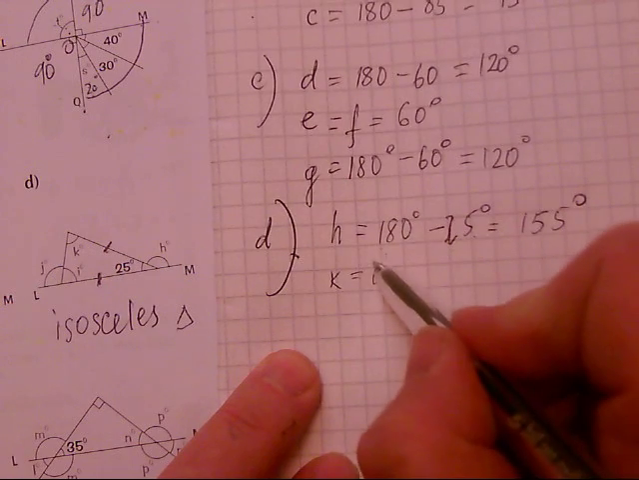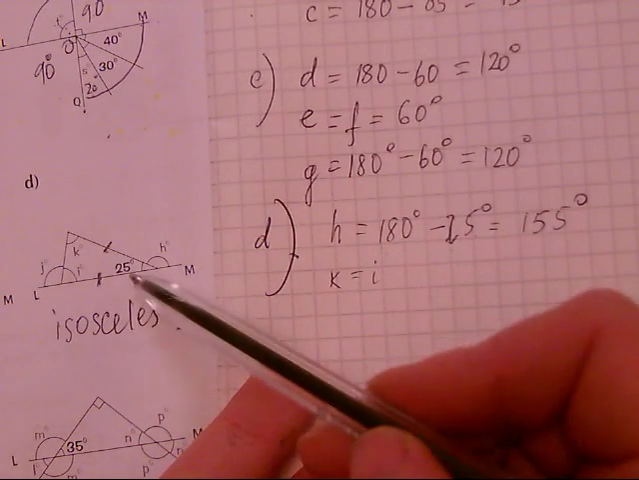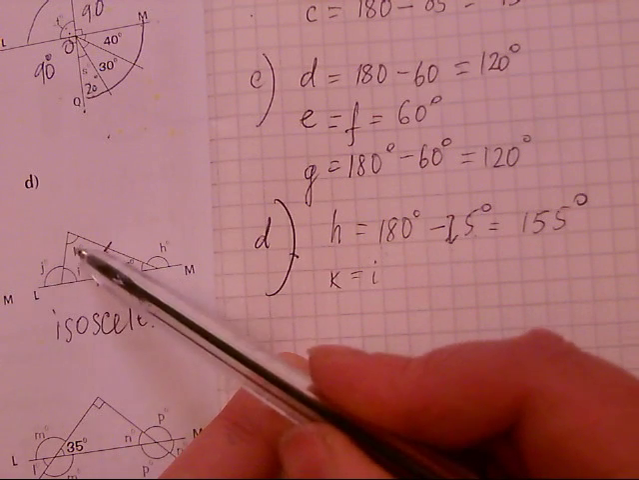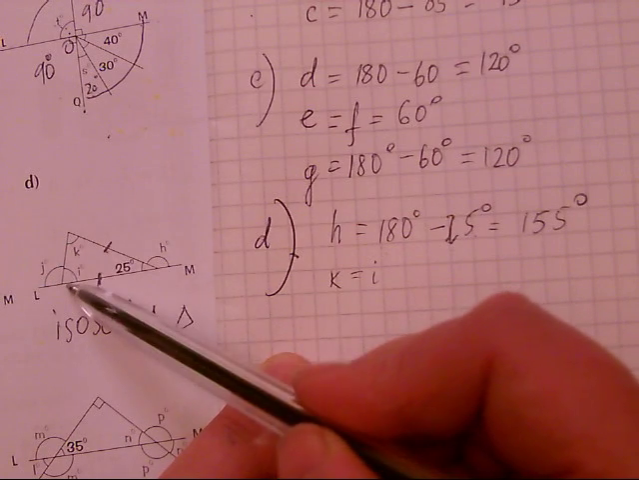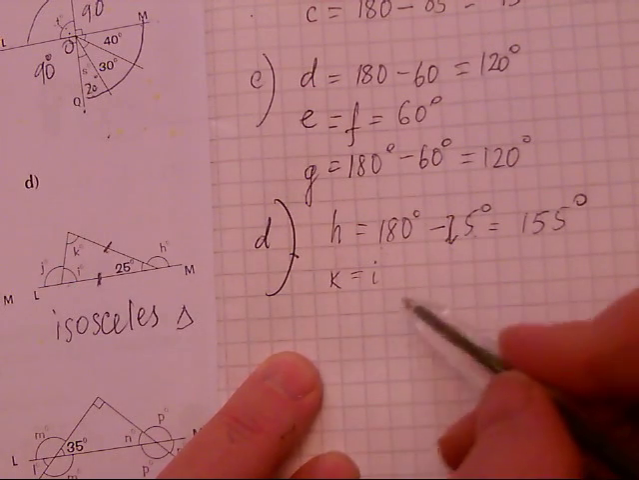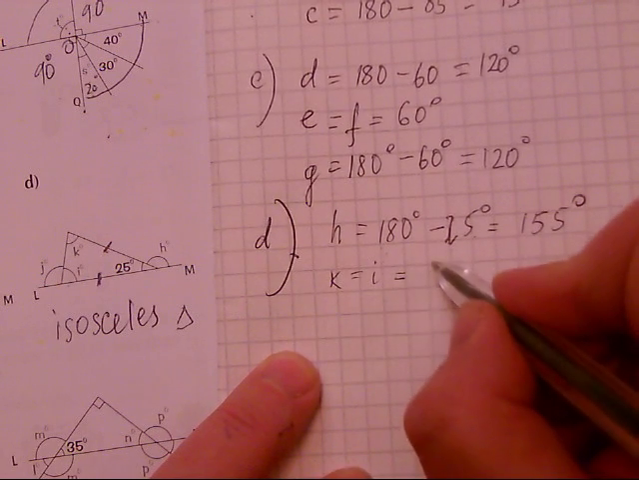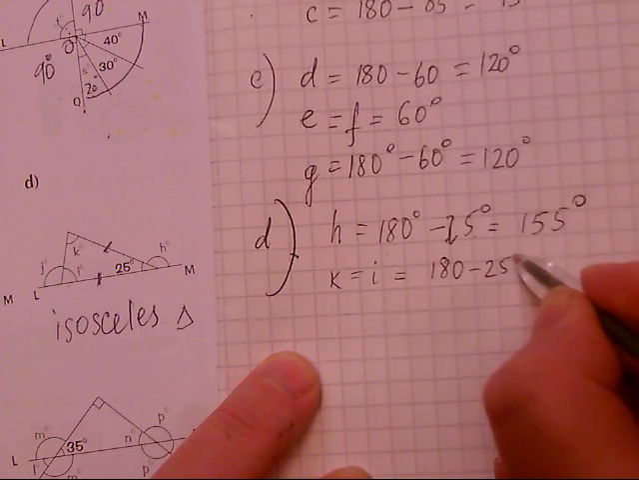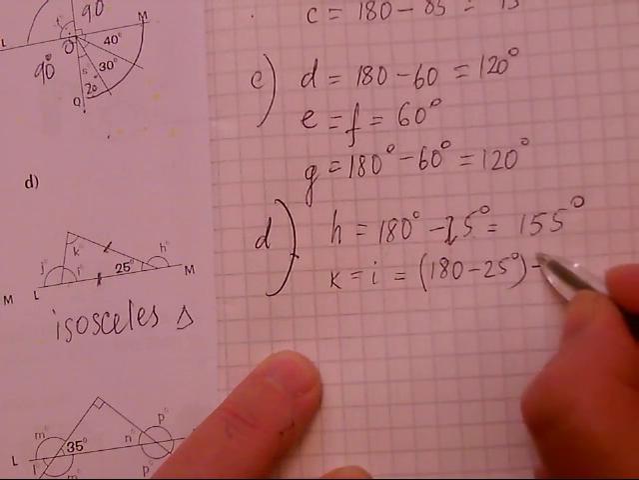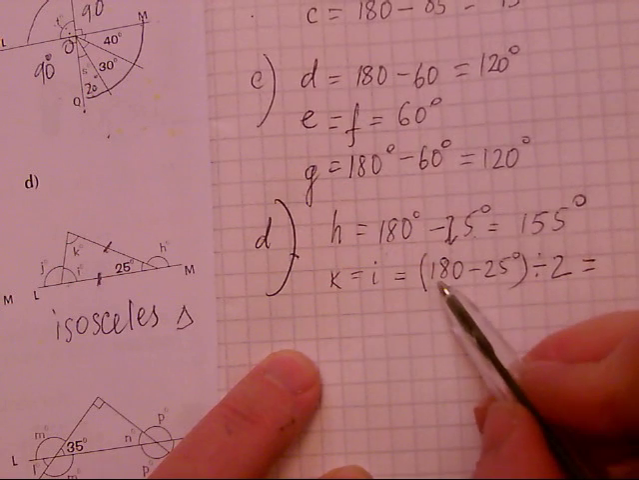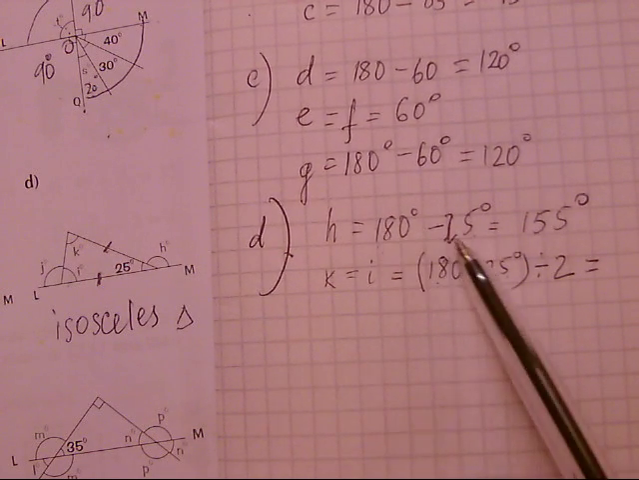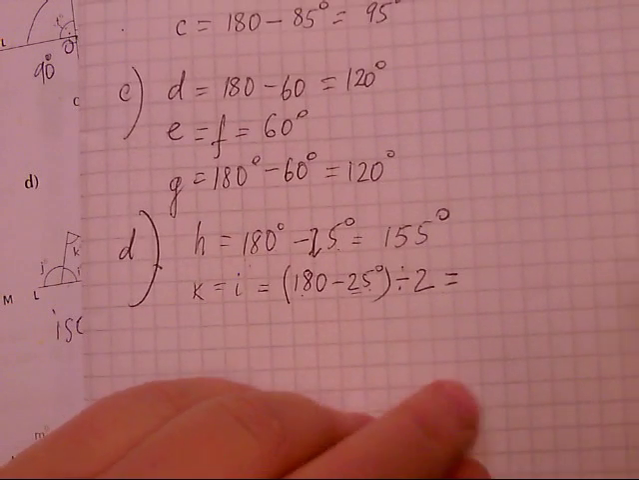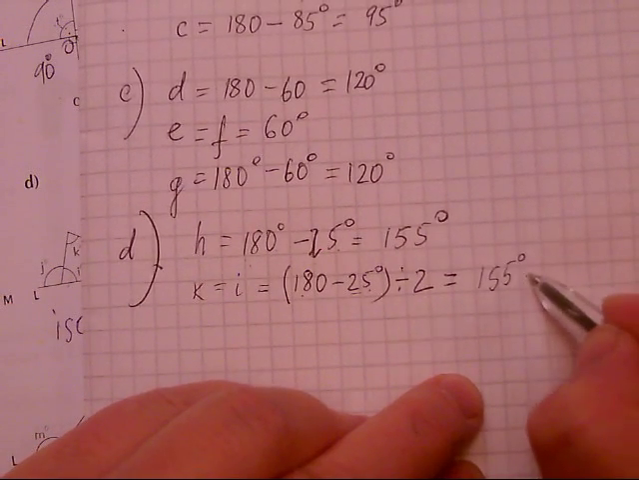K will be equal to I, and what they equal is this: if we take away 25 from 180, whatever we get, we have to split equally between these two angles because they are the same. So K and I will be equal to 180 take away 25, which will be your first step, and whatever we get, you have to divide by 2. We just found 180 minus 25, so let's use it. That is 155 divided by 2.